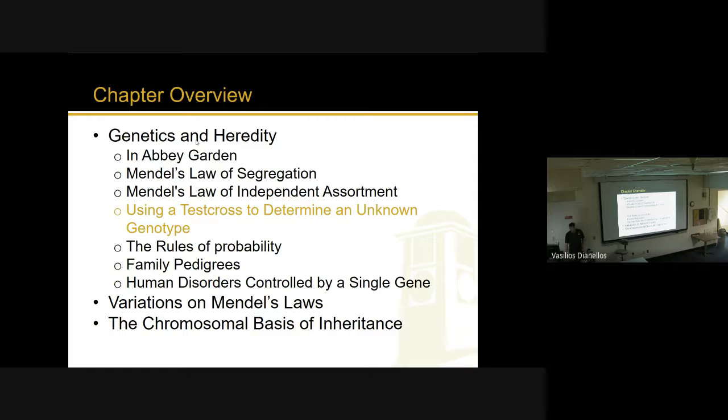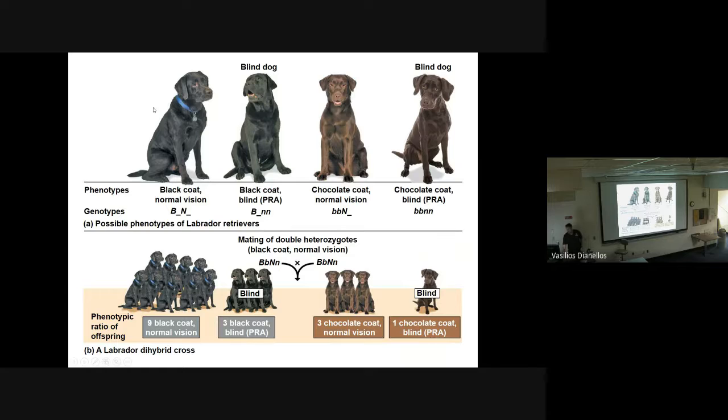All right. This is going to be a big one. I've got to kind of back things up. I'm about to show you how to use a test cross to determine an unknown genotype. But before I do that, let me back up and show you what I mean by an unknown genotype. We were talking about a dihybrid cross, and we were talking about these dogs here. And when I say an unknown genotype, I mean this.